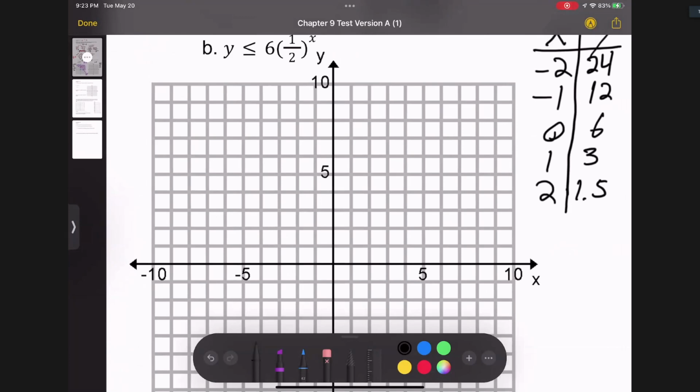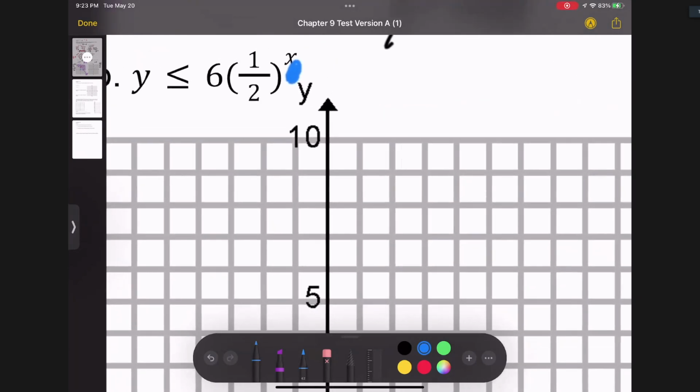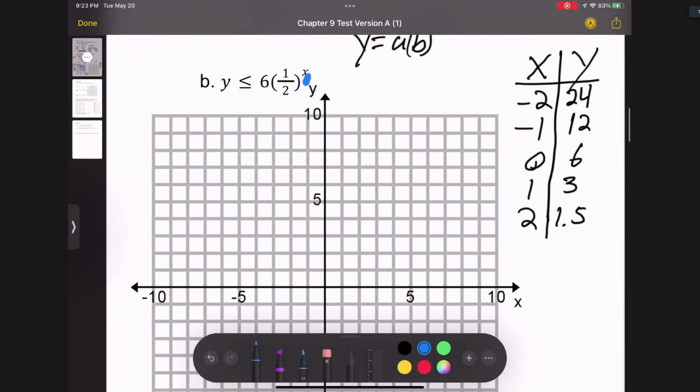Let's see. We have negative 1/2. I'm going to color code it to be blue. Let's say that that's negative 1/2. That's about right there. We got 0.6. That's about right there.